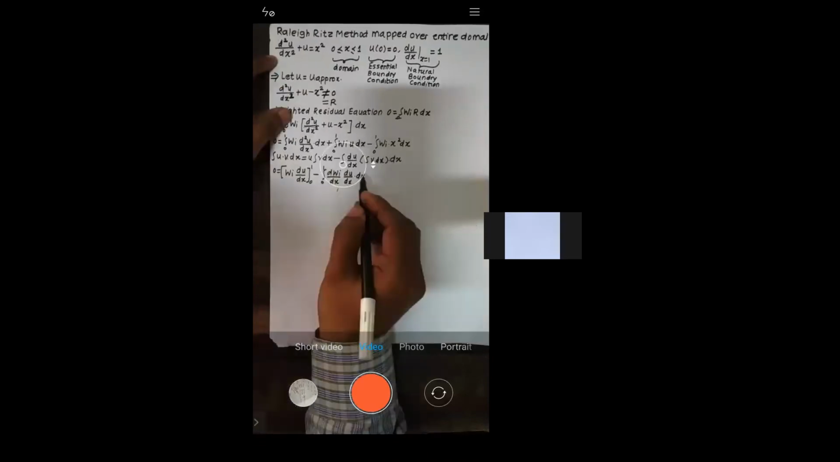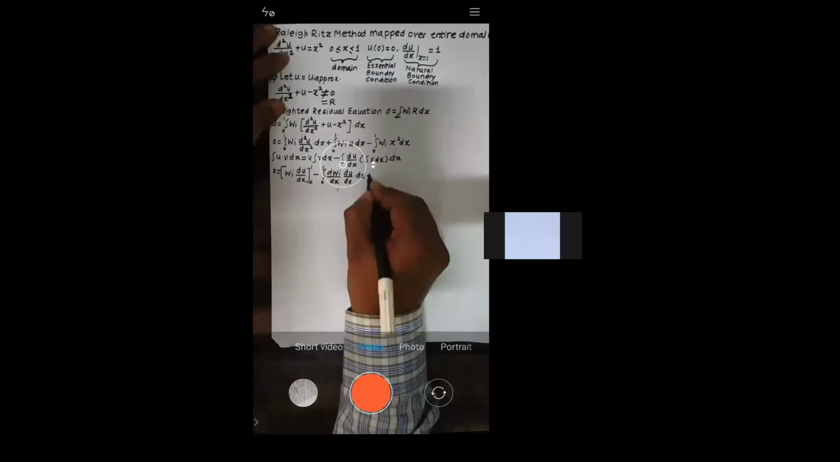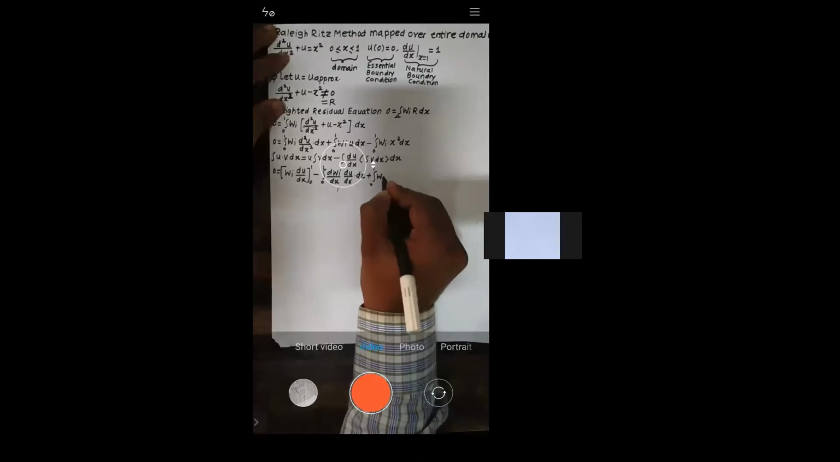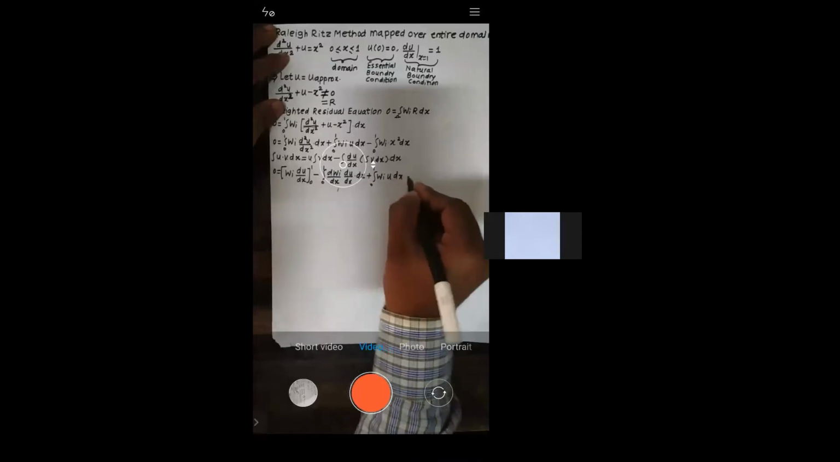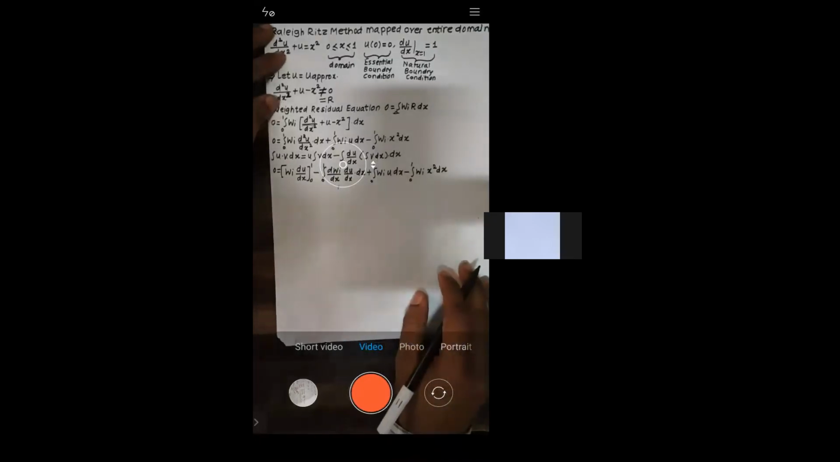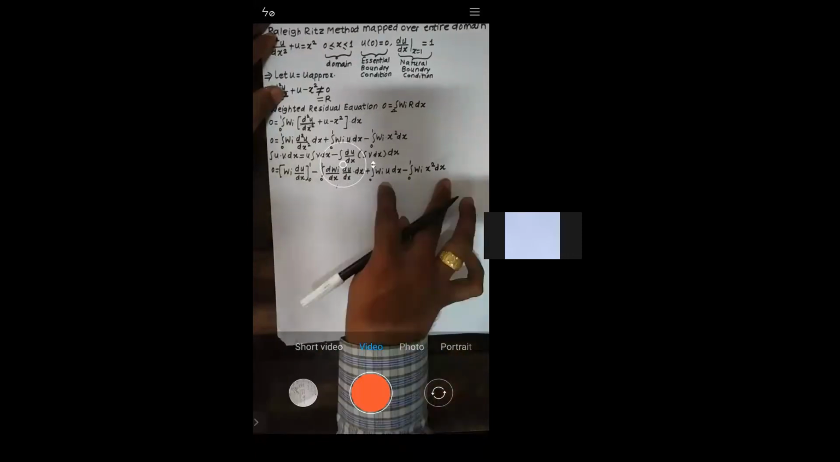Plus these two terms I will keep as it is. So plus integration 0 to 1 of wi into u dx, minus integration 0 to 1 of wi into x² dx. See, these two terms I have kept as they are.